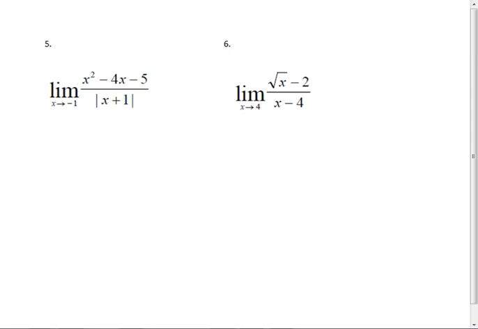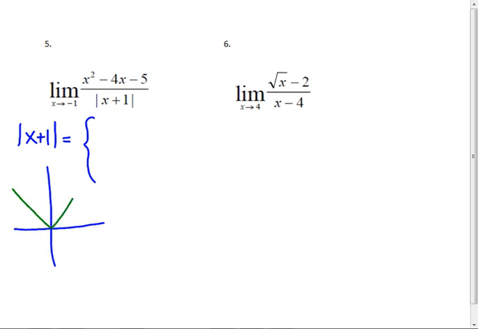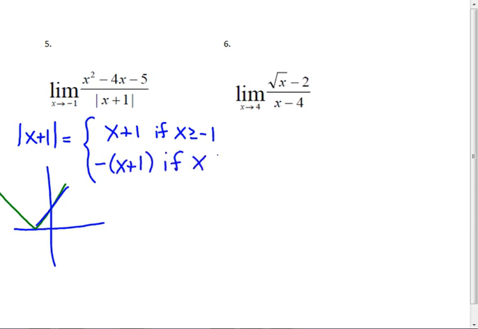Okay, this one. We have to figure out what this absolute value of x plus 1 is equal to in a piecewise function. So absolute value is just this. What's the 1 going to do to my graph? Move it to the left. The only place I have issues is at that vertex. So what is the equation for this curve? It's just x plus 1, right? If x is greater than or equal to negative 1. And the left side of the graph is opposite of that. Just like what we did on that other worksheet.